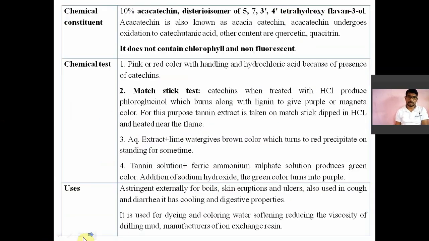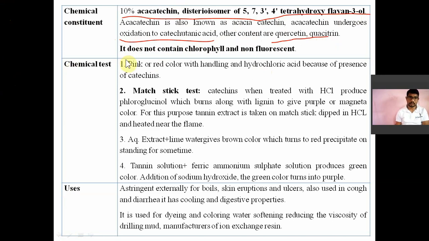Next, what are the chemical constituents present in this plant? Chemically it consists of about 10% acacia catechin. Acacia catechin is a diastereomer of 5,7,3',4'-tetrahydroxyflavan-3-ol, also known as acacia catechin. Catechin undergoes oxidation to give catechu tannic acid. Other contents are quercetin and quercitrin. It does not contain fluorescence.